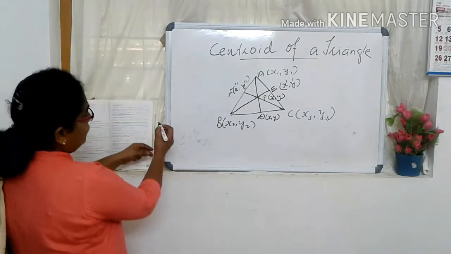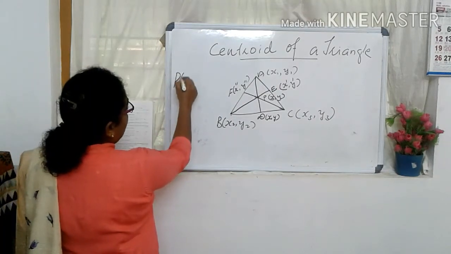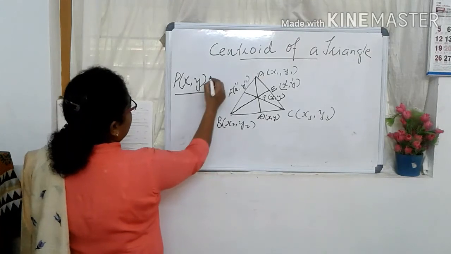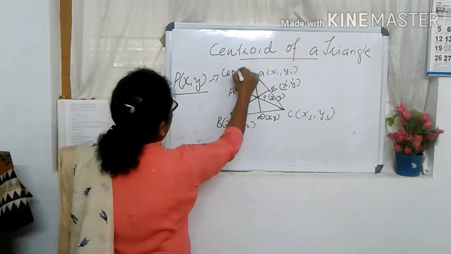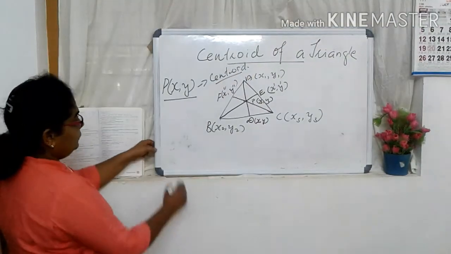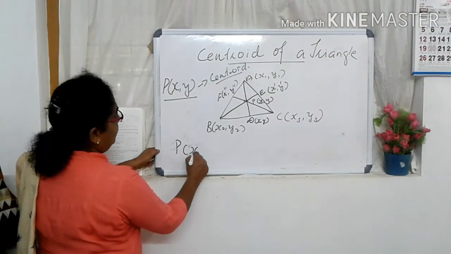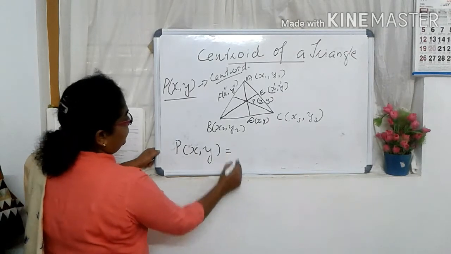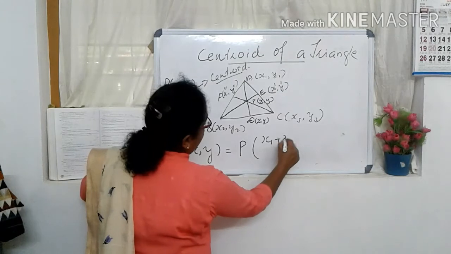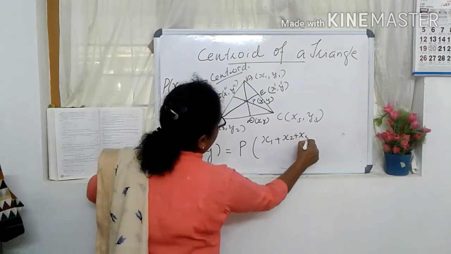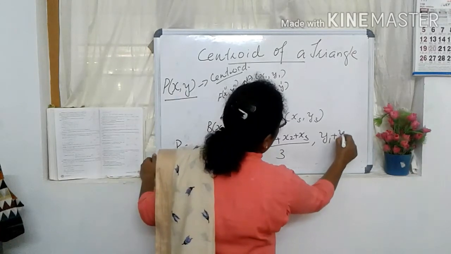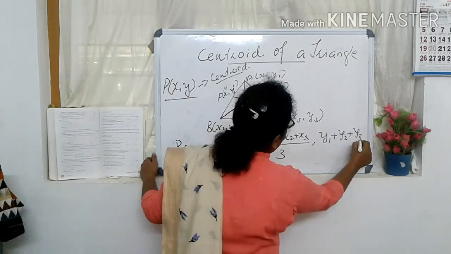Now we are going to find out the coordinates of P of x, y. P is the centroid of this triangle ABC. Therefore, P of x, y is equal to P of x1 plus x2 plus x3 by 3, y1 plus y2 plus y3 by 3.